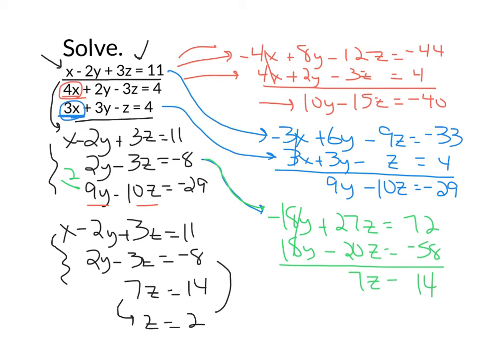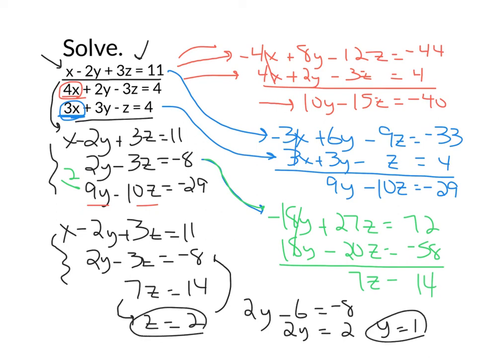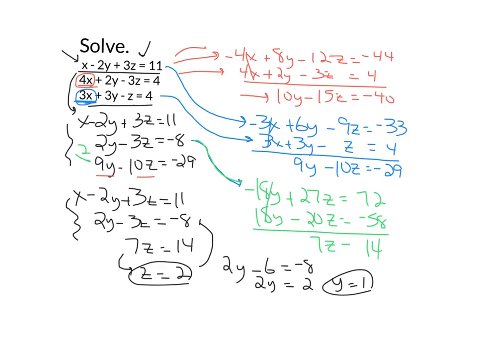So I'm going to plug the 2 back in the second equation where the z is. 2y, 3 times 2 is 6, will be 2y minus 6 is negative 8. Move that 6 over, and that would give me 2. So y is 1. So here's what I know: y is 1 already. I know z is 2. All I need to do is find my x.